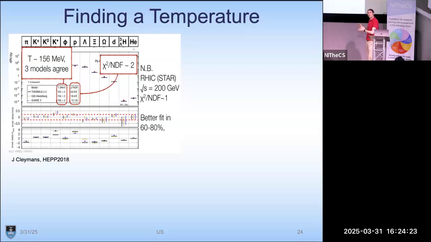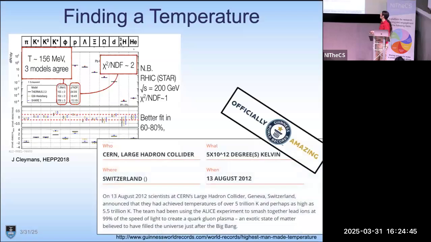If you've taken a statistical mechanics course, you just know that there's a Boltzmann distribution, e to the minus energy over temperature, and that T that you fit by looking at the relative abundances tells you the temperature of the material. And in this case, the temperature is 156 MeV. That was what was extracted. What is that in units that we know and love? It's about 1,000,000,000,000 degrees. In Kelvin, in Celsius, in Fahrenheit, it's all very, very, very hot. And this was officially recognized by the Guinness Book of World Records as the hottest material that's ever created.